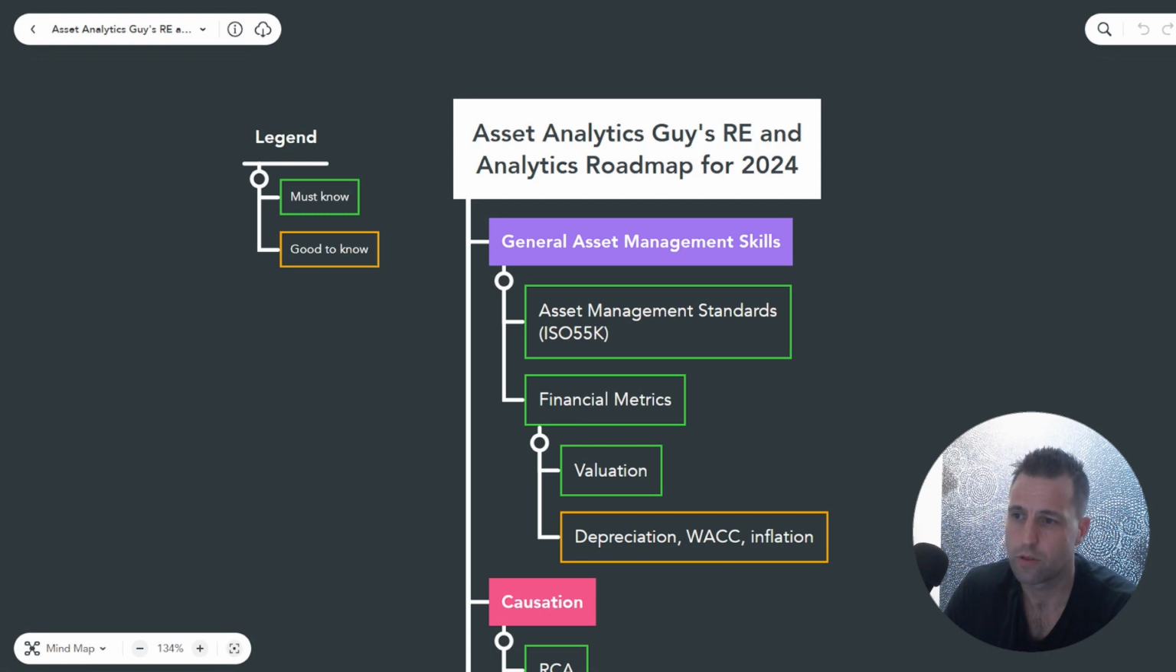And just to understand what you're looking at here, everything that I think are core skills and things you must know are in the green boxes, and the good to know supplementary stuff is in the orange boxes.